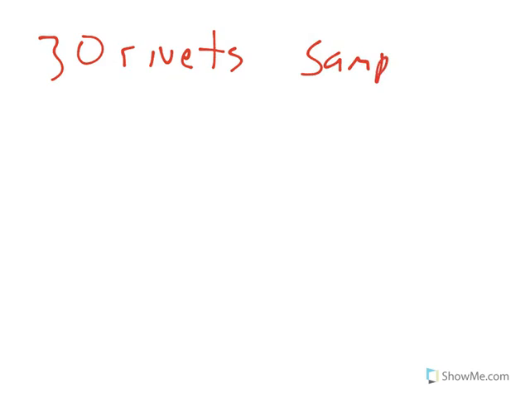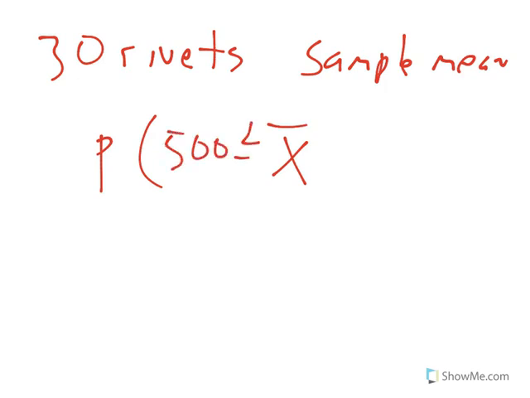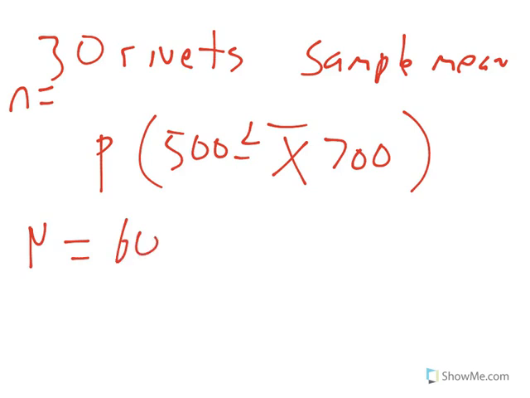What is the probability of the sample mean of the breaking strength of a random sample of 30 rivets? We have 30 rivets, and we want to know the probability that their sample mean, x bar, is between 500 and 700 psi. We sample 30, so there's our n. We don't know the mean, but say the mean is 600.